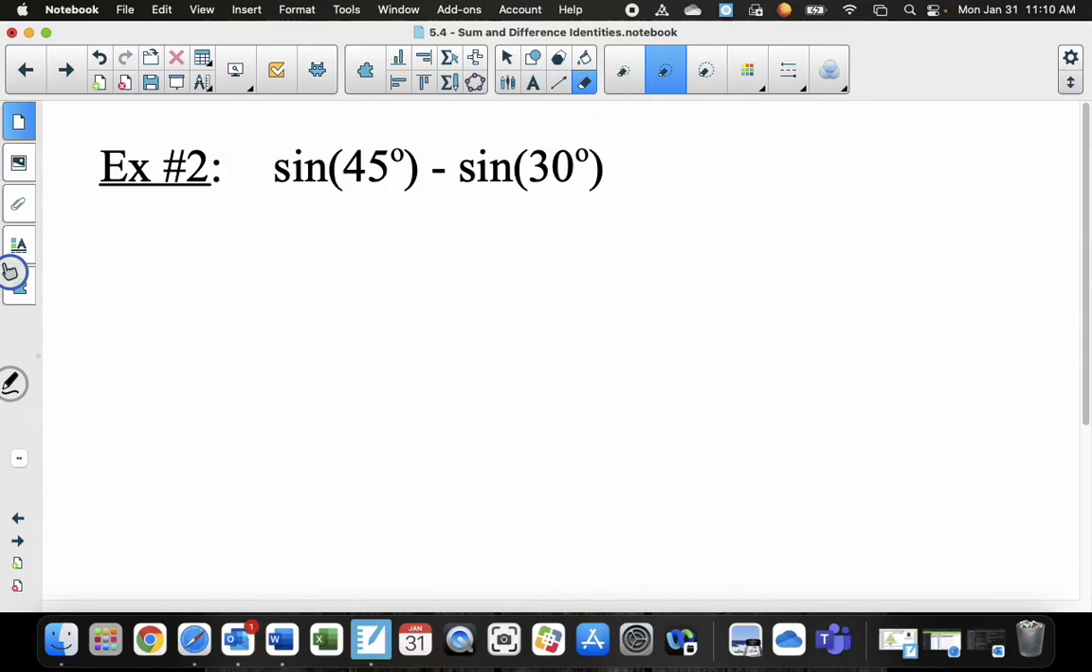So then the next question that I have for you is this. We said it's a difference. We did the sine of 45 minus 30. Is that the same as if I just took the sine of 45 minus the sine of 30? Do we get the same answer or not? Let's take a look. Okay. So here's example number 2. Rather than having to use the formula, can I just take each angle separately?